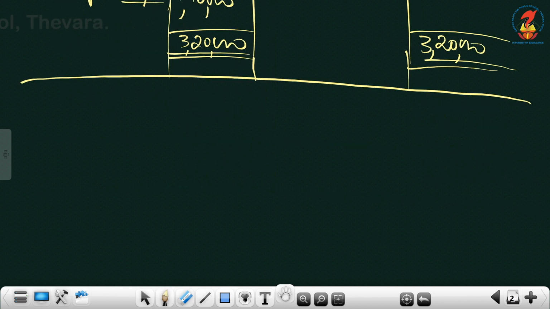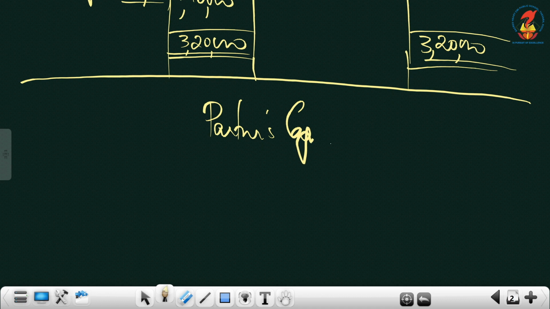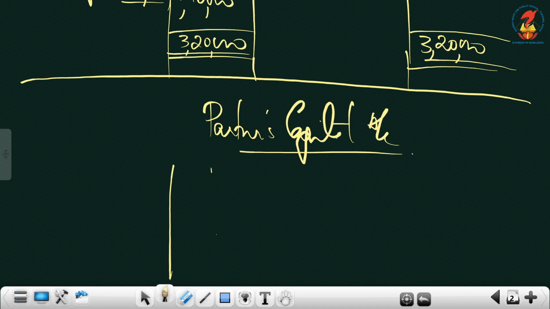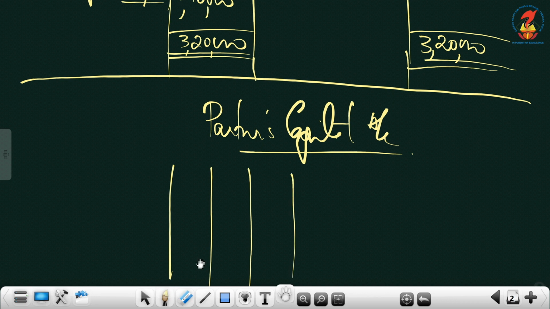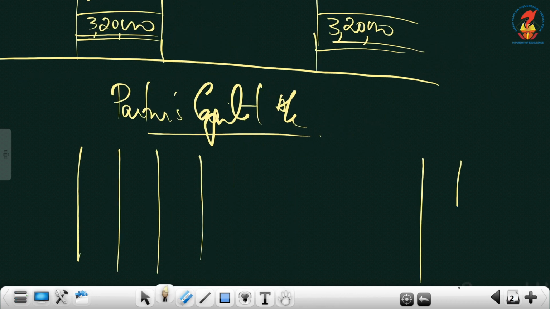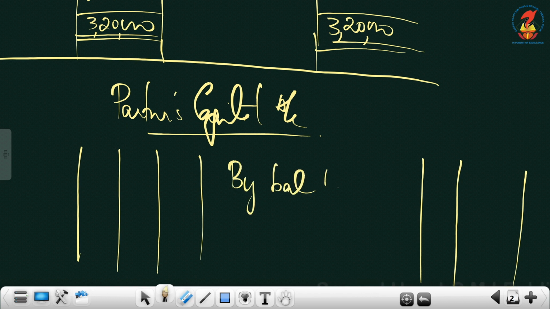Next we can start the partners' capital account. Always, the partners' capital account must be started with the opening balance. So write it as "By balance brought down." The opening balance is 6 lakhs, 4 lakh 80, 4 lakh 80.